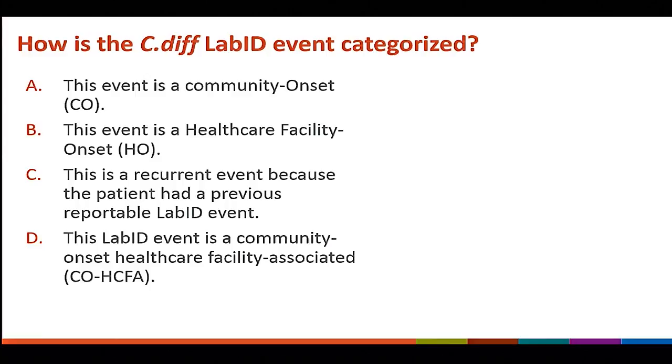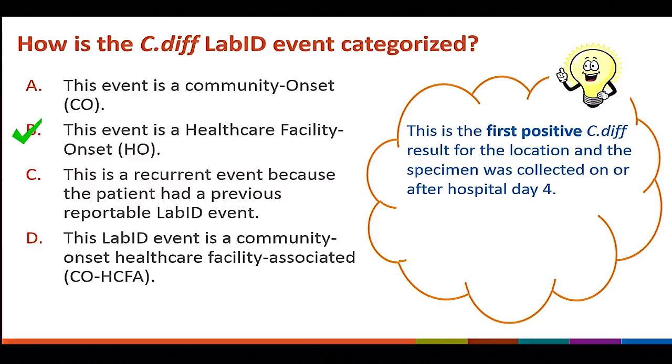Let's move on to C. diff. How is the C. diff lab ID event categorized? I kind of hear a B. That is correct. Table 20, B. This is the first positive C. diff result for the location, and the specimen was collected on or after hospital day 4.